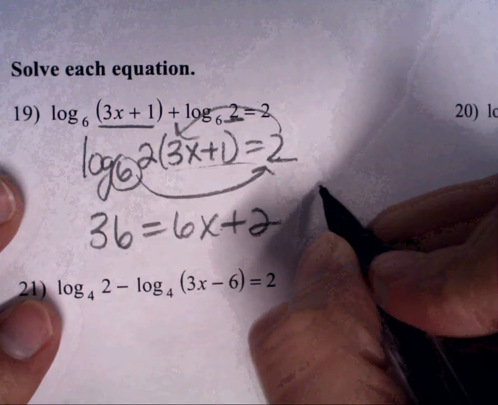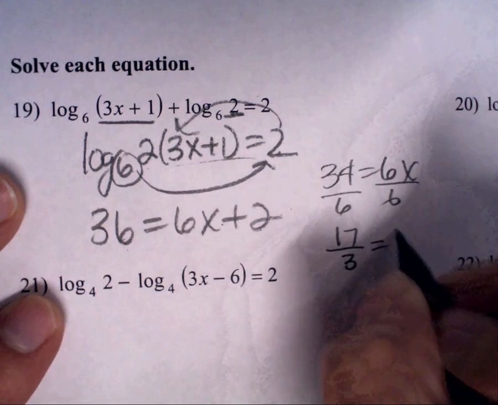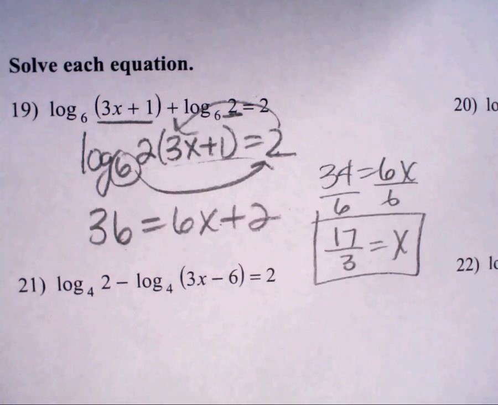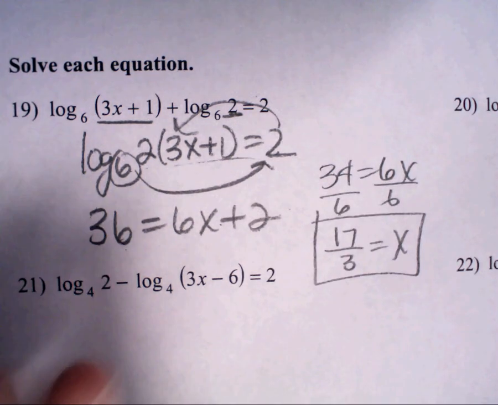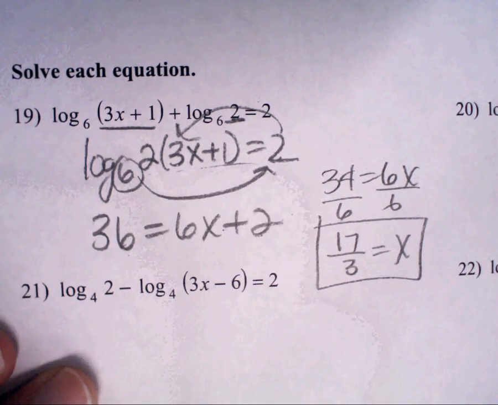Okay, and then it's 17 over 3. Leaving your answers in improper fractions is okay tomorrow. What you want to make sure to do is look at the answer; if it doesn't give me a negative inside the log, then you're all good.